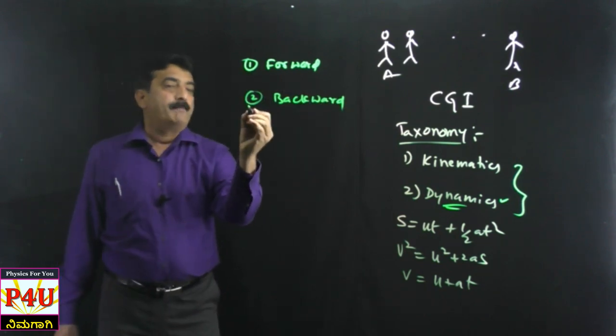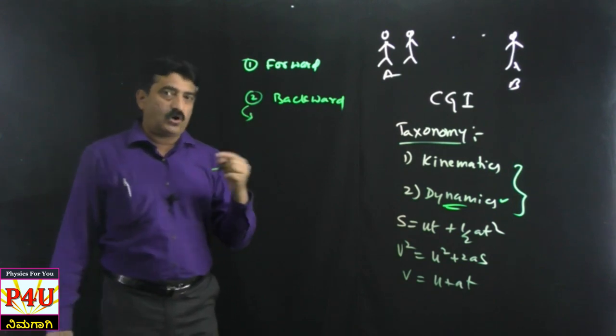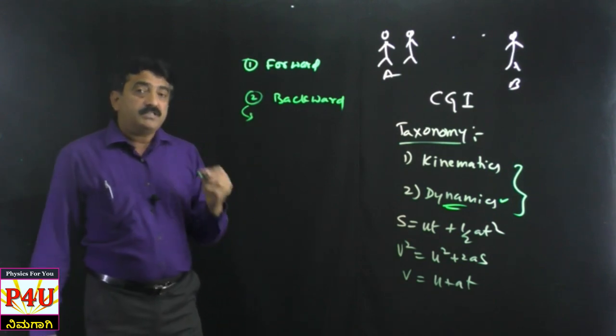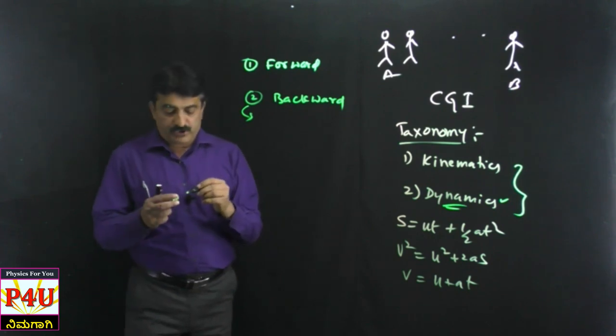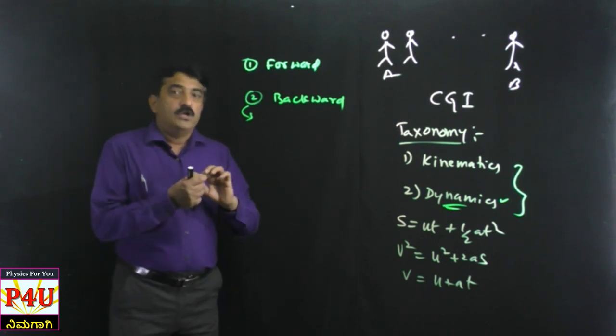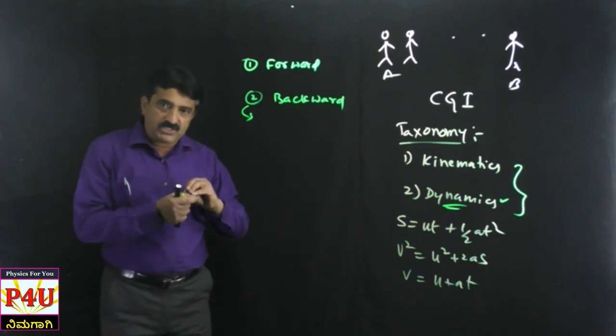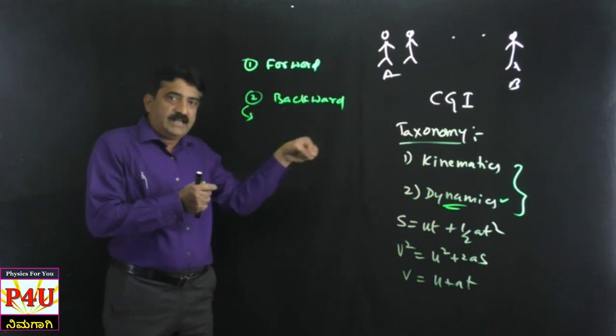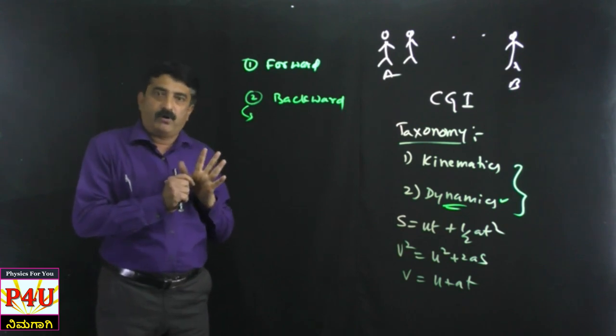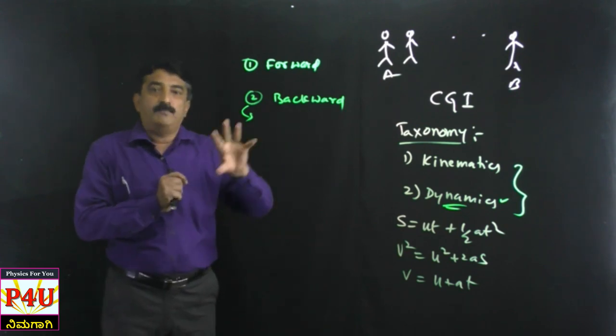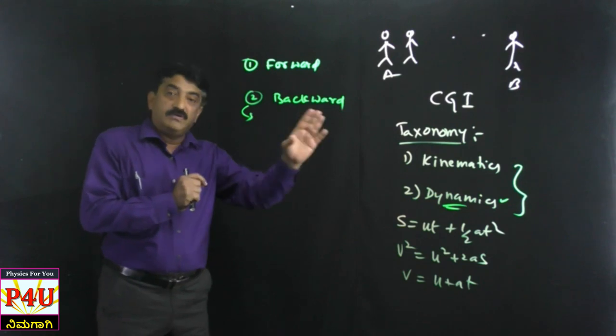First I take up backward, or reverse. It is also called reverse motion. What is this reverse motion? If a body knows its initial and final position, a body starts from here, goes somewhere else and comes back to the starting point, then that motion is called backward motion or reverse motion.